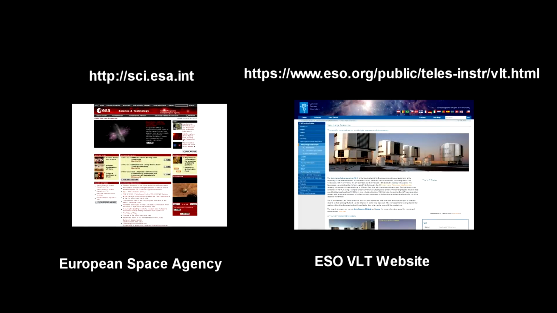The ESA Science website and the European Southern Observatory's Very Large Telescope website are invaluable sources of information and deep space images. I used these sites for a number of fantastic photos, primarily in the Milky Way segment.